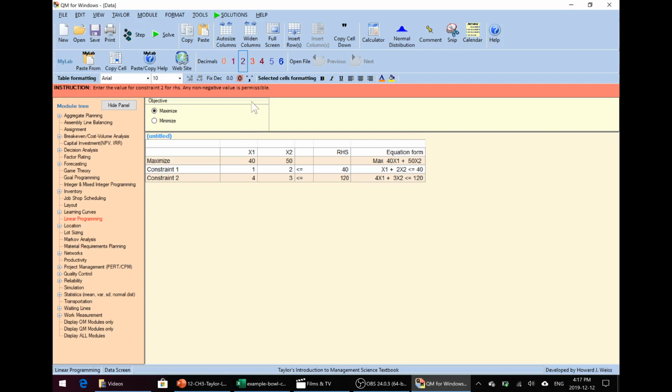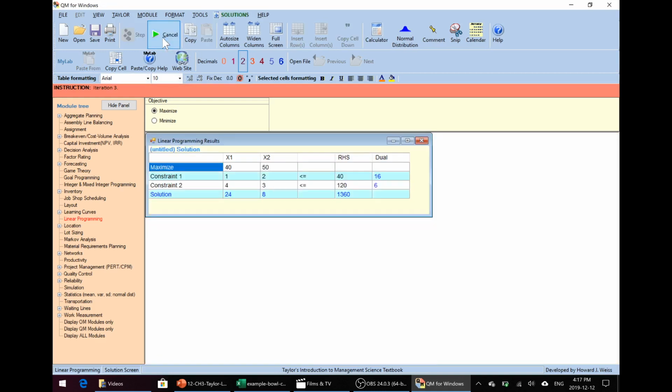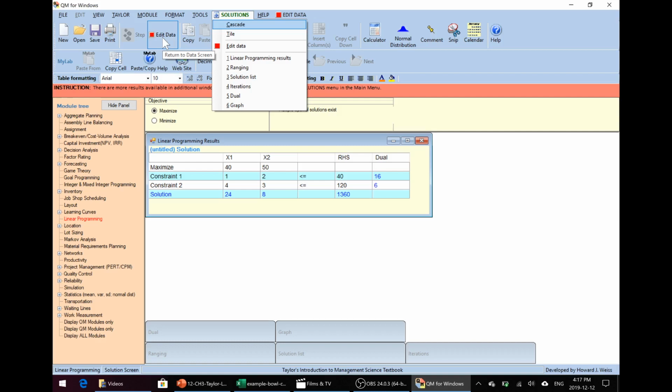120, and this is done. So now what we do is just go to solve here, and when I click on solve, we will get the answer here. And this is interesting that we have a solution where x1 is equal to 24, x2 is equal to 8, and z is equal to 1360. You can see also dual here, 16 and 6. Dual is basically the shadow price. It is also called dual price, dual value, shadow price, different names, same thing. It is the worth of 1 unit of that resource.